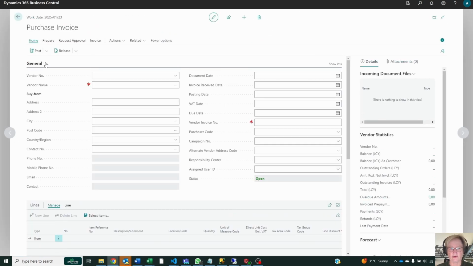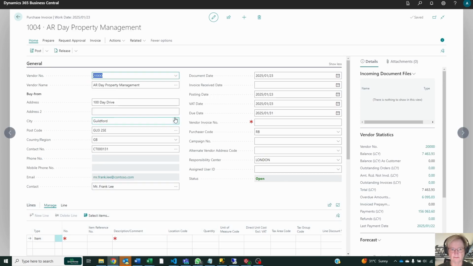And I have already created one. Here it is. So let's just select a vendor. The rest we don't need. We will, of course, need an invoice number.